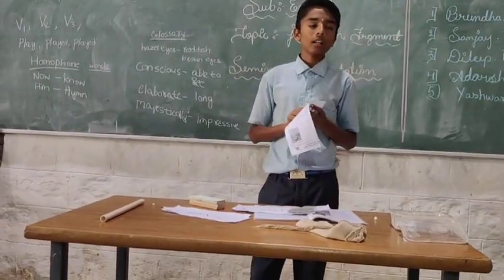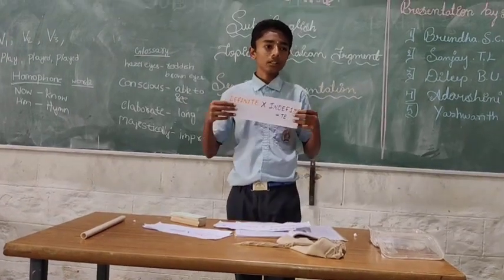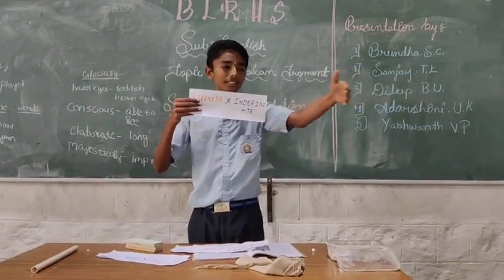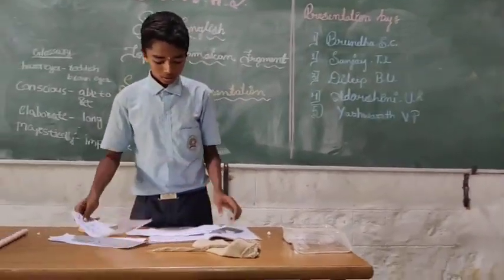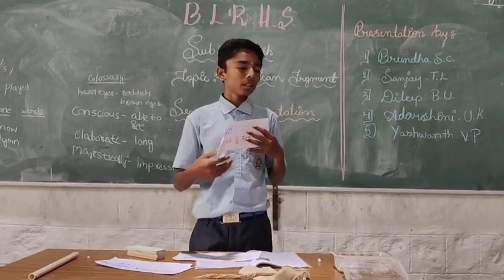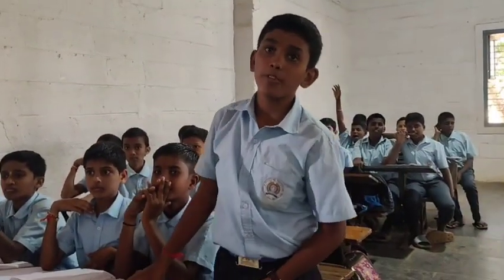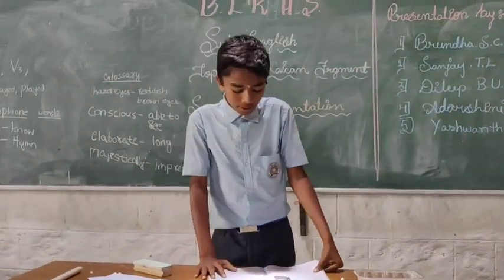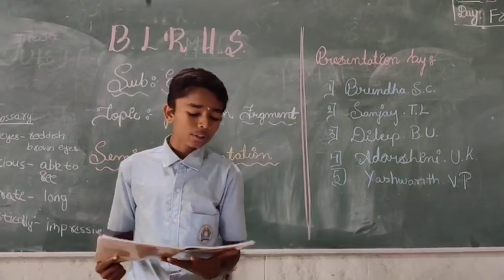What is the opposite word of definite? Indefinite. Right answer. Steady. Strong. What is the V2 of walk?